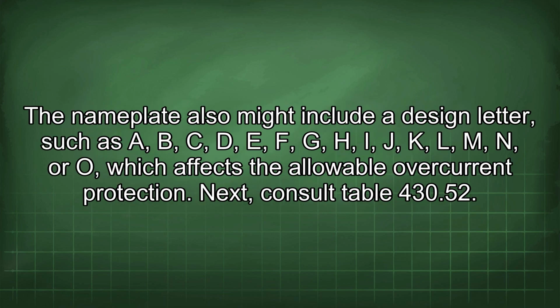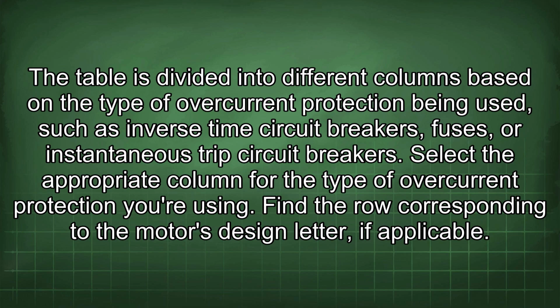The nameplate also might include a design letter such as A, B, C, D, E, F, G, H, I, J, K, L, M, N, or O, which affects the allowable overcurrent protection. Next, consult Table 430.52. The table is divided into different columns based on the type of overcurrent protection being used, such as inverse time circuit breakers, fuses, or instantaneous trip circuit breakers. Select the appropriate column for the type of overcurrent protection you are using. Find the row corresponding to the motor's design letter if applicable.